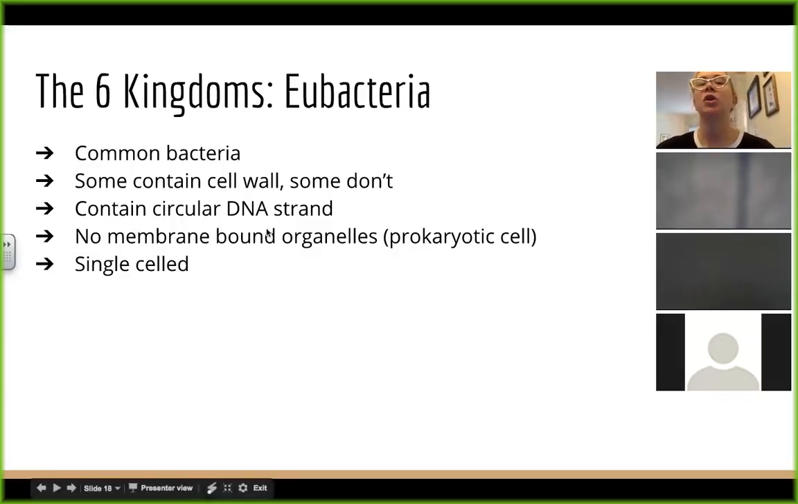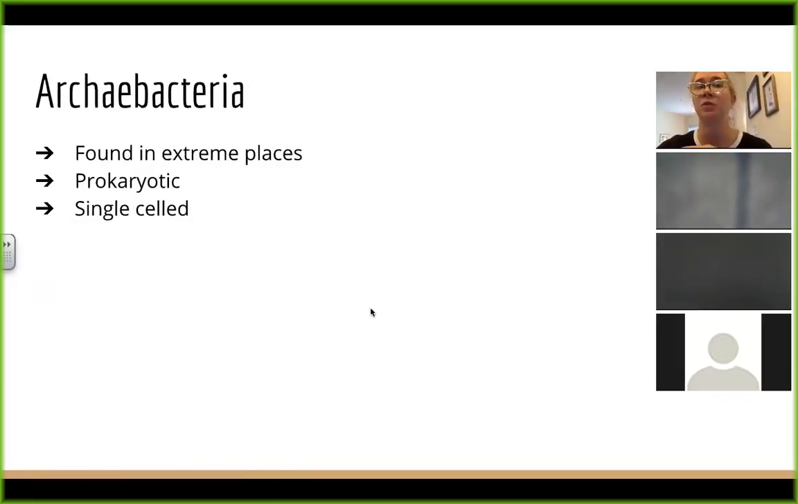Bacteria contain a circular DNA strand, right? They have no membrane-bound organelles because they're prokaryotic cells, and they're single-celled. Again, I'm going through this quickly. I'm going to post this, so you're welcome to access it as many times as you need.